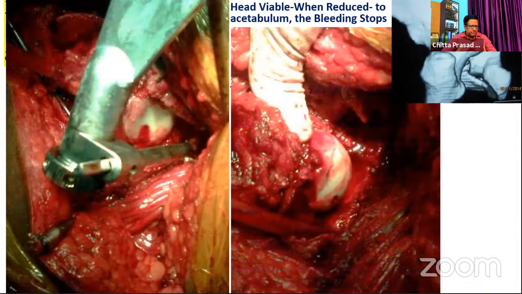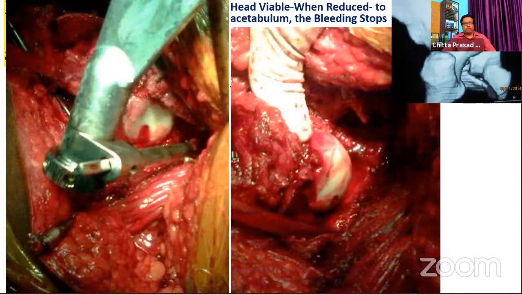This happened several times, and we realized that this is probably because the medial circumflex vessel is getting kinked or stretched by the scarred tissue or the adaptive shortening of the soft tissue through which it is traversing, like on the surface of the obturator externus or the capsule of the hip joint, and that is causing the stoppage of the bleeding. So I had already gone into the Kocher-Langenbeck approach.